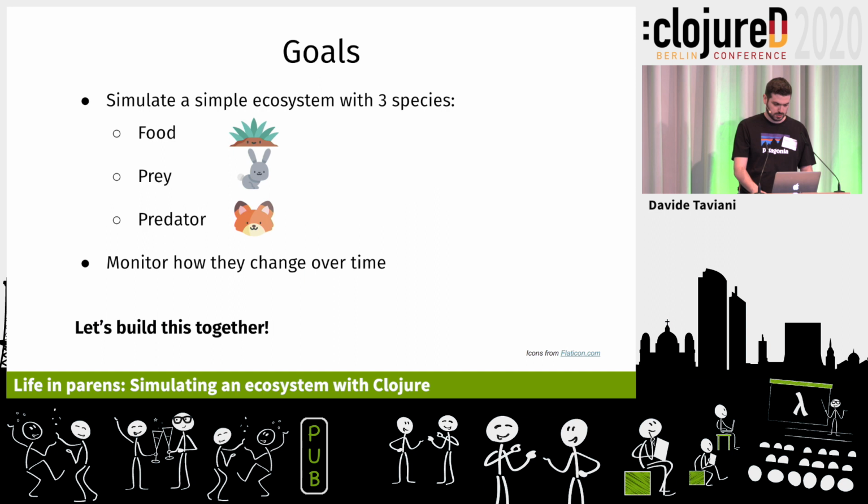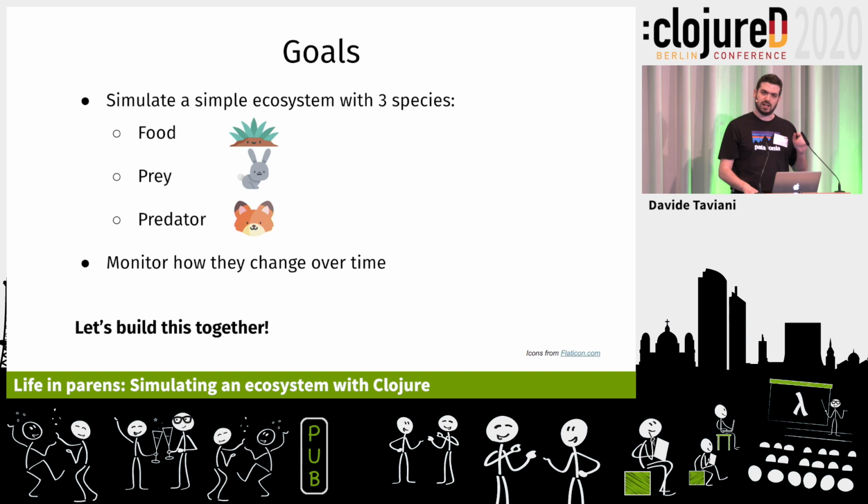But now about our ecosystem. The goal is to simulate one with three species. Food, which is a static resource. Prey, you can imagine them as rabbits. And then predators, which feed on prey. And interesting also, because we're talking about evolution, to monitor how they change over time, to follow them and see if their behavior changes. And we're going to build this together. So we'll start from scratch and we'll grow our own ecosystem.